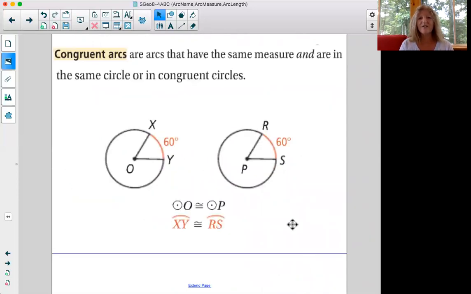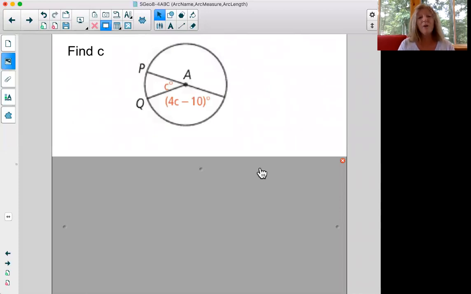Congruent arcs are arcs that have the same measurement and are in the same circle or in congruent circles. So pause and use all we've learned today and apply some of your algebra skills. Pause the video and then press play for the solution.